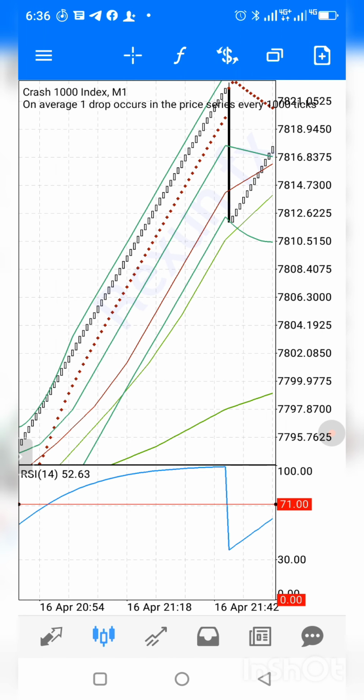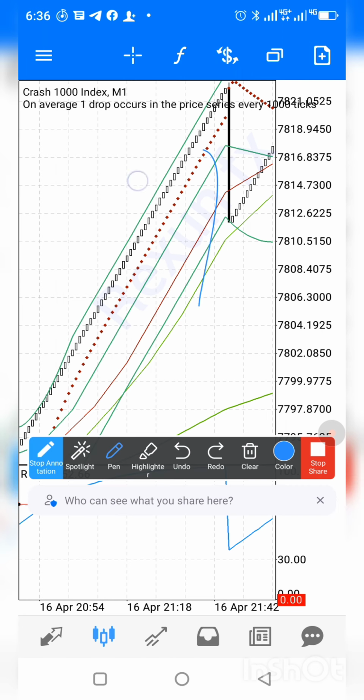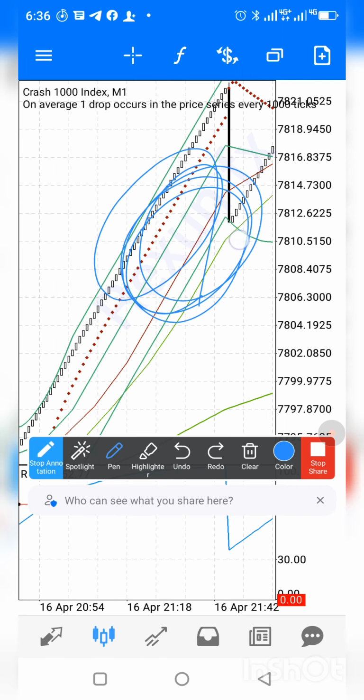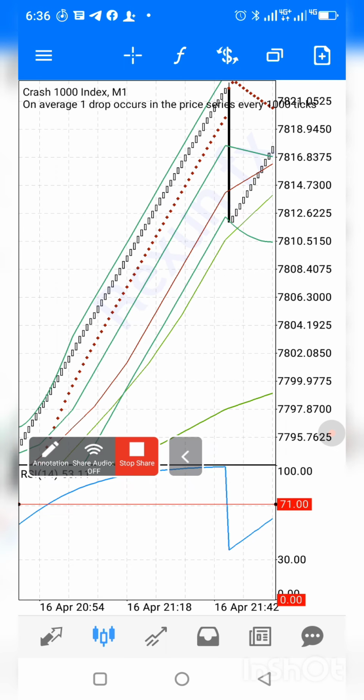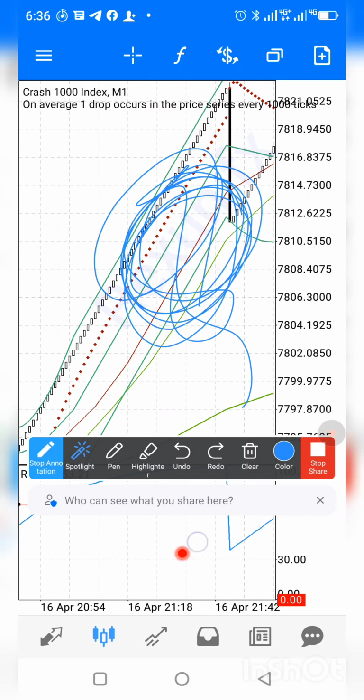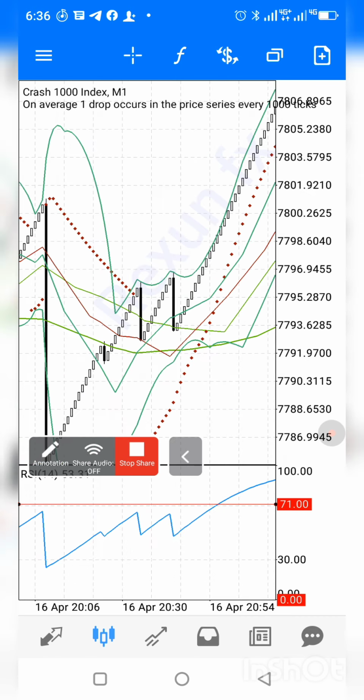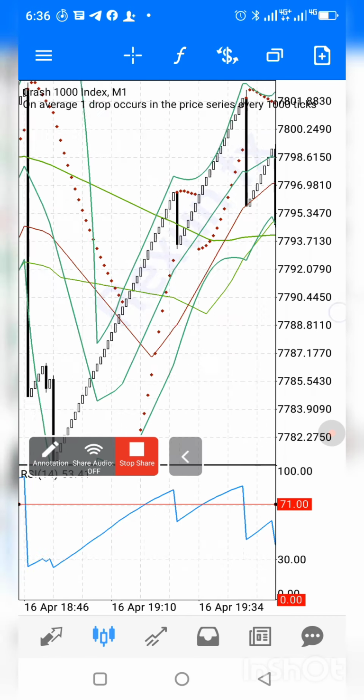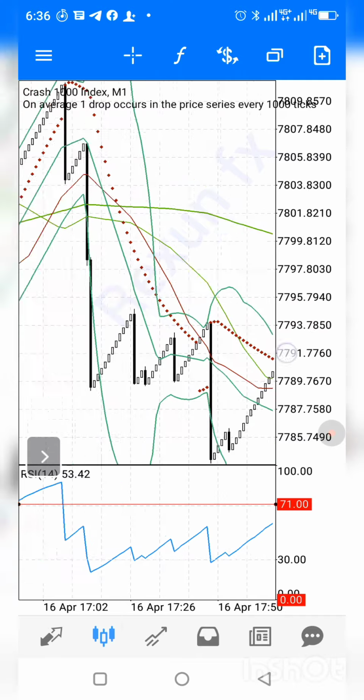So please ignore these other indicators, like I cited in the Boom video. Ignore the moving averages, the parabolic SAR and Bollinger Bands. All we need is the RSI, just this indicator. And the settings for the RSI remain the default settings.